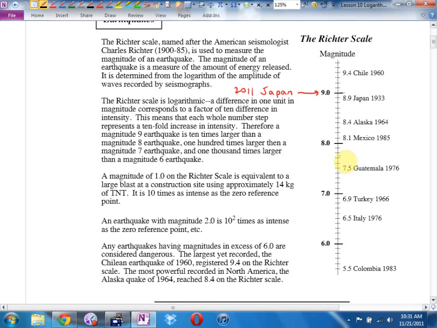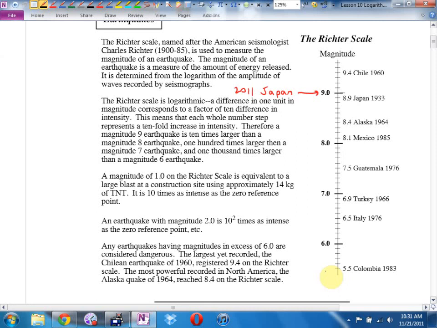What if you have an earthquake of Richter scale, like in Japan, 9, about 12 years ago? Remember that little mini earthquake that we had here, which was a 3? 9 take away 3 is 6, 10 to the 6th. The earthquake in Japan was a million times as strong, which means a million times more damage, which is why it did so much damage.